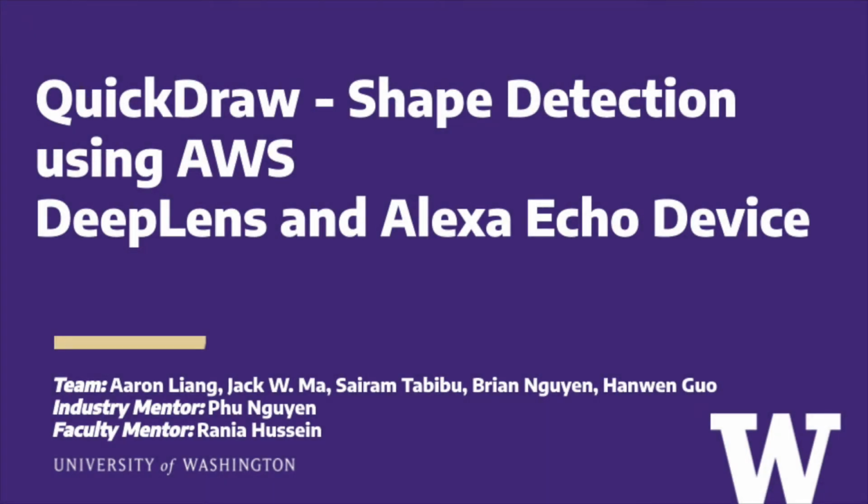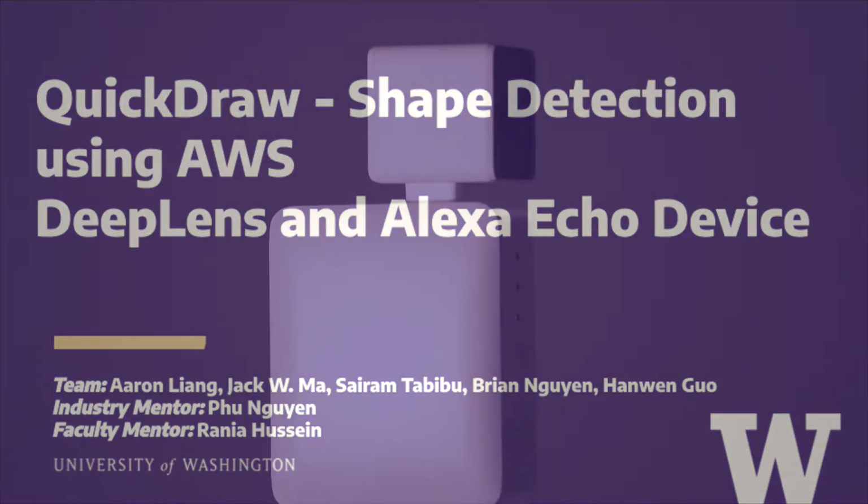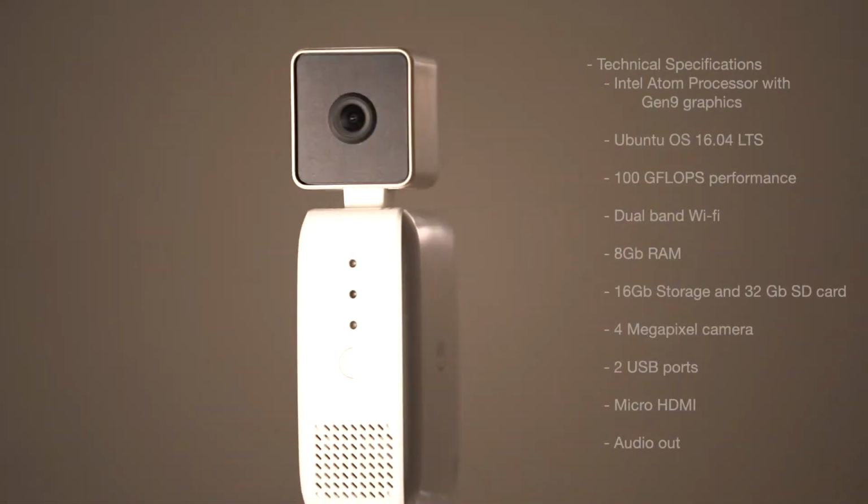Alright, hello guys. My name is Han Wen, and today we would like to introduce you the QuickDraw game, shape detection using AWS DeepLens and Alexa Echo device. So first of all, DeepLens is the world's first deep learning enabled video camera for developers, which is also the main platform we use to develop our own project. And here is some of the hardware specification of the DeepLens.